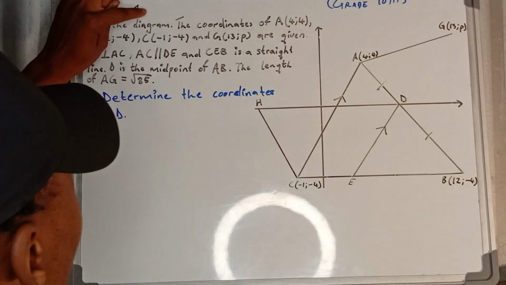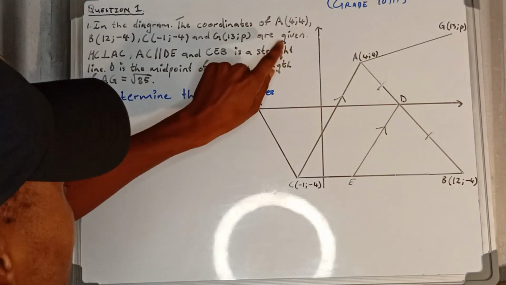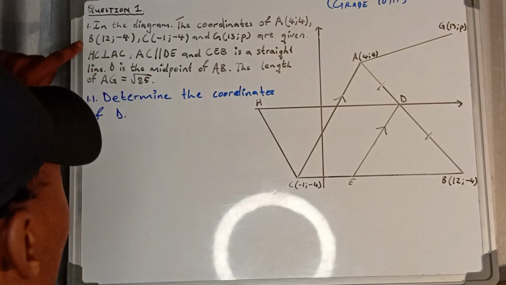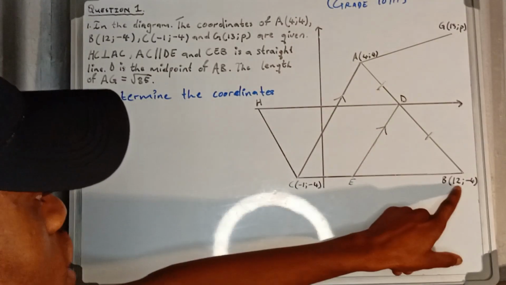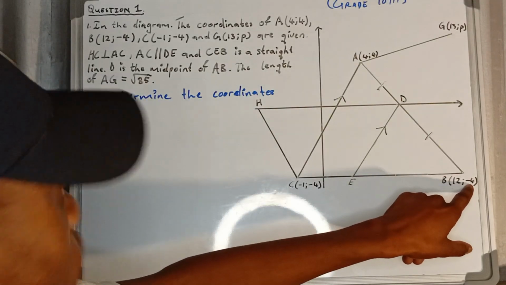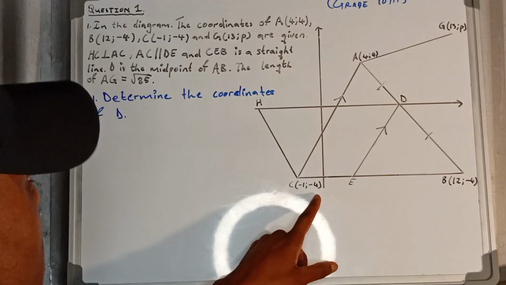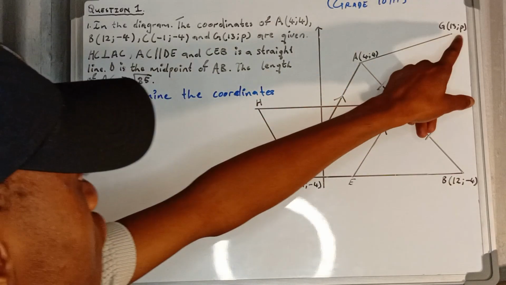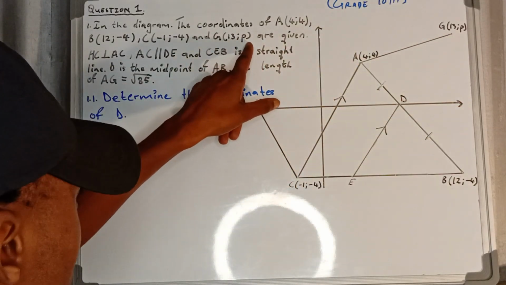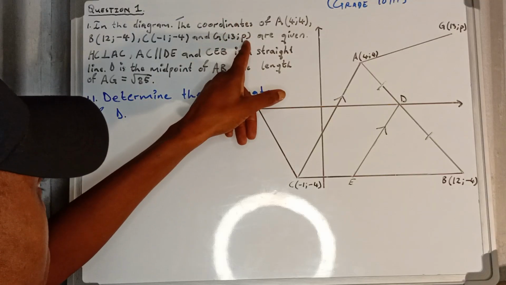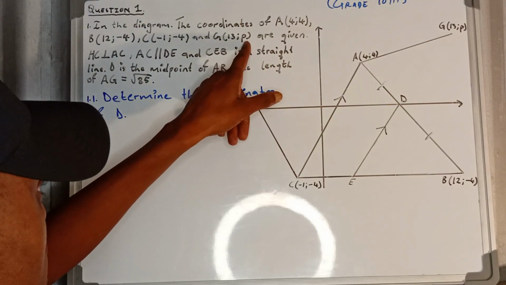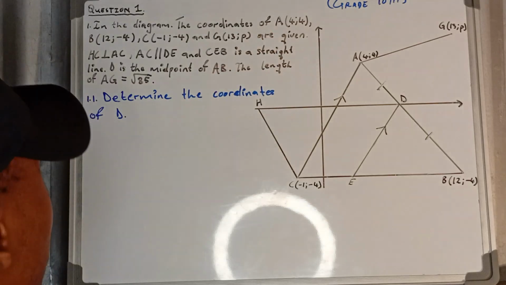They're saying in the diagram, the coordinates of A is (4, 4). The coordinate of B is (12, -4). And the coordinate of C will be (-1, -4). And the coordinate of G will be (13, p), which means there's a missing number there, the y coordinate is missing. Okay, they said they are given.